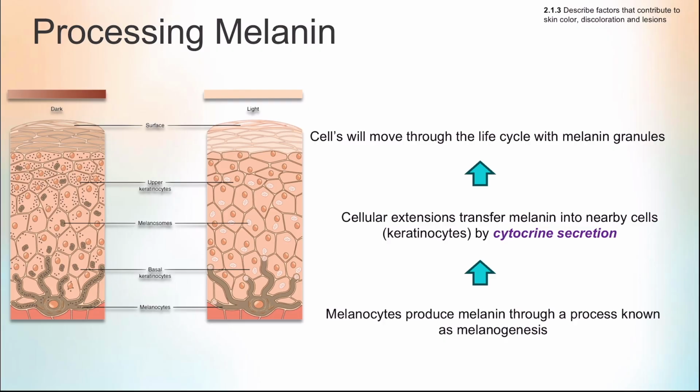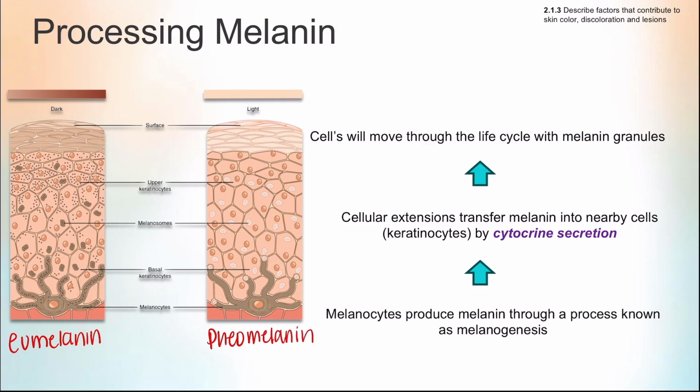All right, so looking at how melanin is processed in the skin. So we have two different images right here. Or sorry, two different portions of this image that is here. So in our first one on the left-hand side, this is going to be our eumelanin. And then on the right-hand side, this is going to be our pheomelanin.